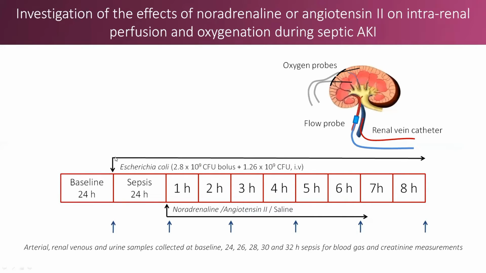Now we move on to the experimental protocol, where following a 24-hour baseline measurement period, animals received a bolus and a continuous infusion of live E. coli for 32 hours continuously to induce hyperdynamic sepsis. At the 24th hour of sepsis, animals were randomized to receive either noradrenaline, angiotensin II, or saline vehicle for 6 hours continuously. The dose of noradrenaline and angiotensin II given was titrated to return blood pressure back to pre-morbid levels. Following this 6-hour infusion, cardiovascular and renal variables were monitored over a 2-hour recovery period. During this protocol, we collected arterial, renal venous, and urine samples at predefined time intervals to measure blood gases and creatinine and sodium.